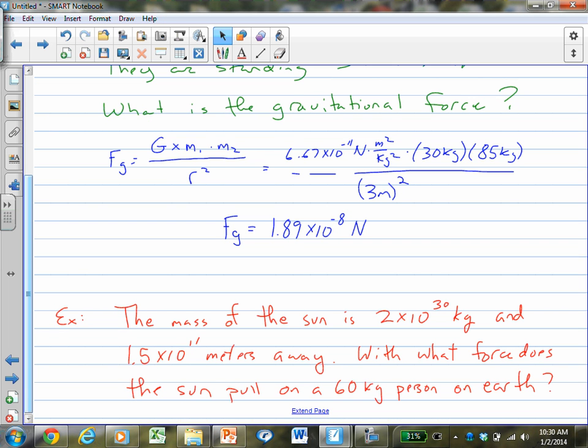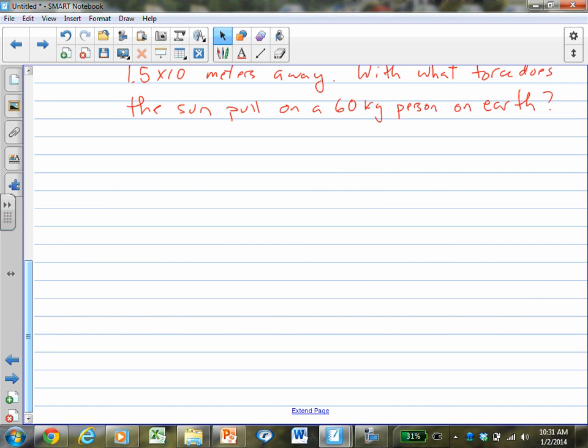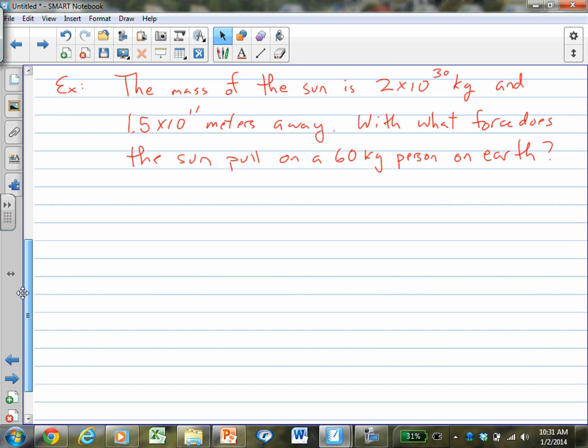So you'll have to get used to using the calculator with scientific notation, and we'll have some practice with that in class. Okay. The mass of the sun is 2 times 10 to the 30 kilograms, and it's 1.5 times 10 to the 11 meters away from us. With what force does the sun pull on a 60 kilogram person on Earth?